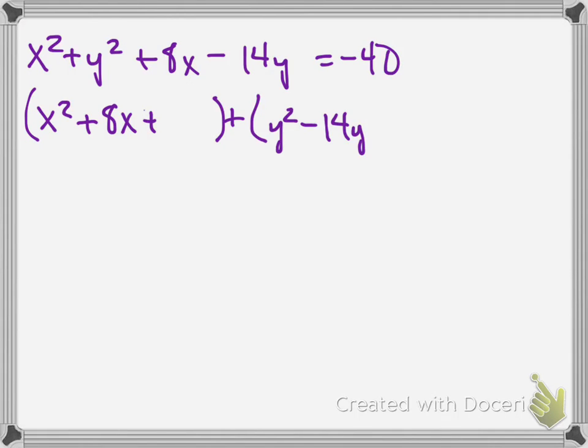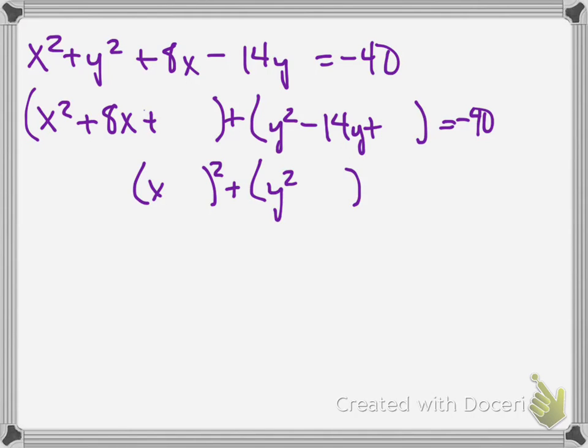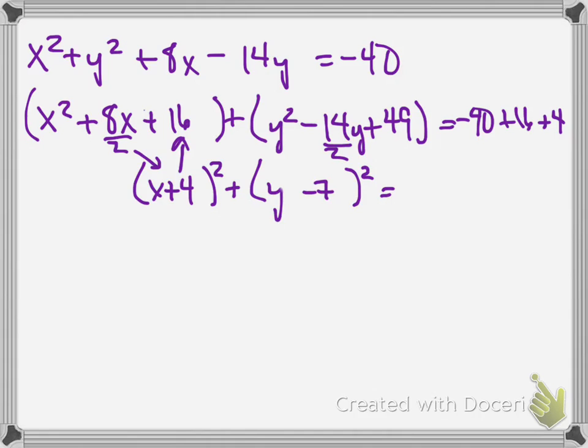Anyways, here's another one. Notice how I'm setting everything up, putting the x's together and the y's together, with negative 40 at the end. Again, divide by 2. I divide the positive 8 by 2, that's 4, and 4 squared is 16. Divide the negative 14 by 2, and I get negative 7, which squared is 49. I add 16 and 49 to the other side, which gives me 25.